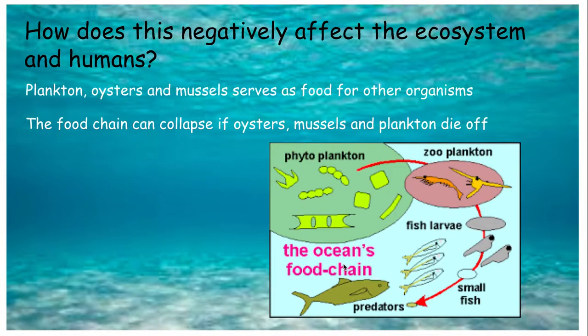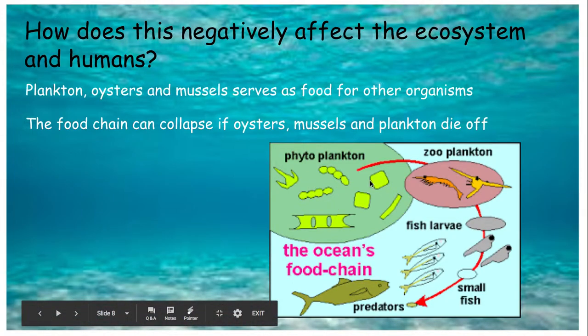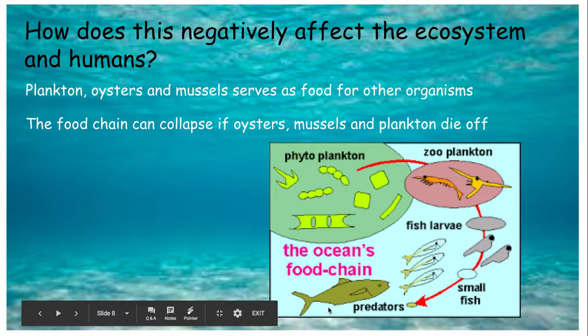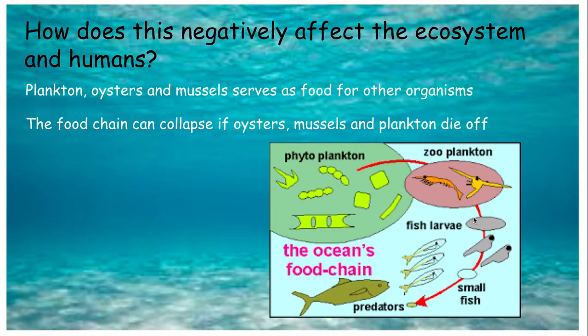So why that's a problem, remember plankton, oysters, these smaller animals, are food for other organisms, not just people. So if your critters down here at the bottom of the food chain, your phytoplankton, your zooplankton, your mussels and oysters, if they die, that means your small fish, your fish larvae, your top predators, they no longer have a food source, and that's a problem.